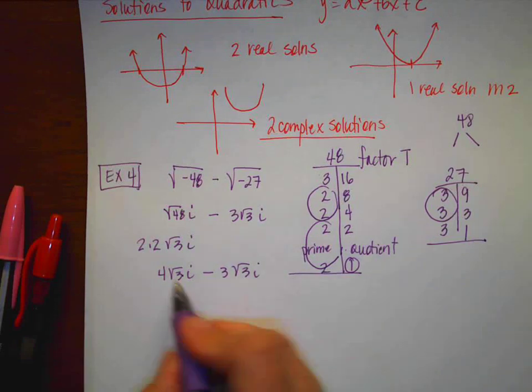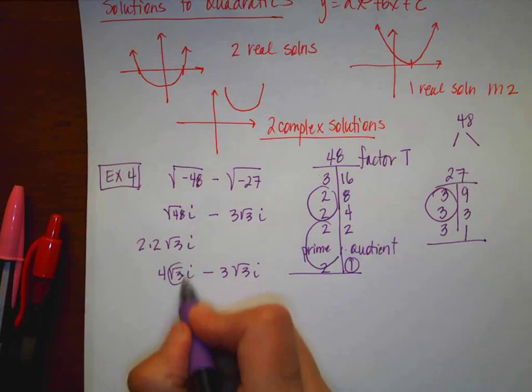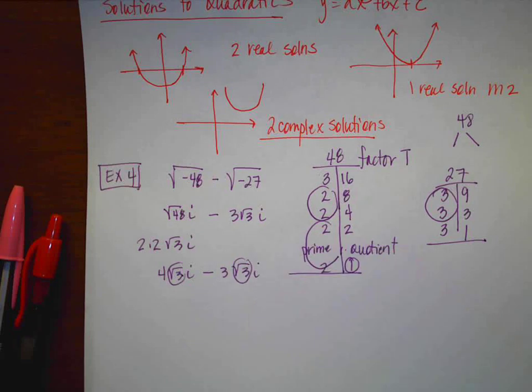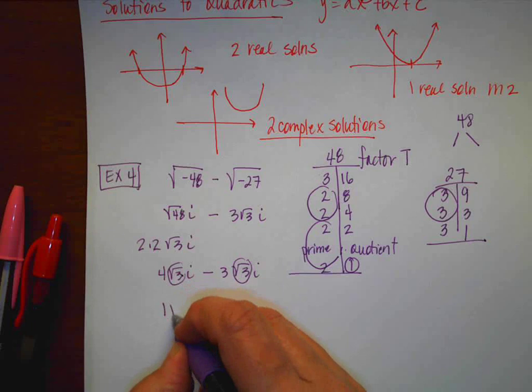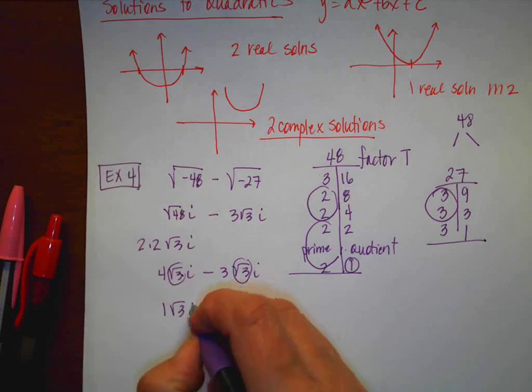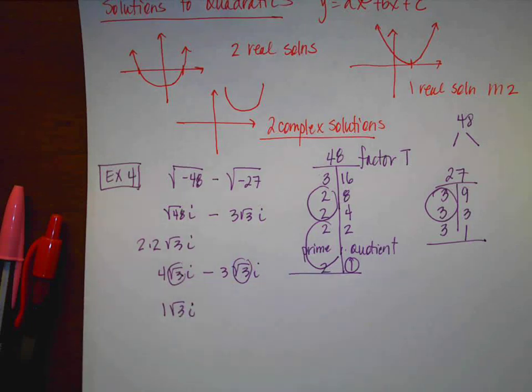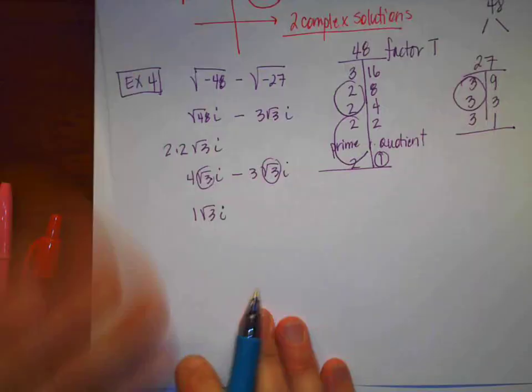Okay, so if I write this here, now these guys can play together. So 4 minus 3, notice that the radical 3's are the same. If they're not the same, you can't do the math. 4 minus 3 would be 1 radical 3i, and that would be my solution. Okay? Alrighty. And then I think we're done with that particular problem.